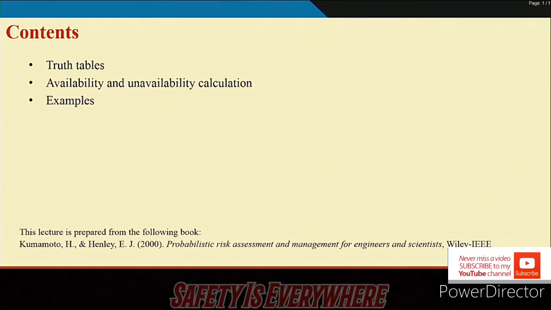approach is not working, under such situations how the truth table will help us to compute the availability and unavailability of a system, and we will also show some examples. This lecture is prepared from the book Probabilistic Risk Assessment and Management for Engineers and Scientists, written by Kumamoto and Henley, 2000, published by Wiley.